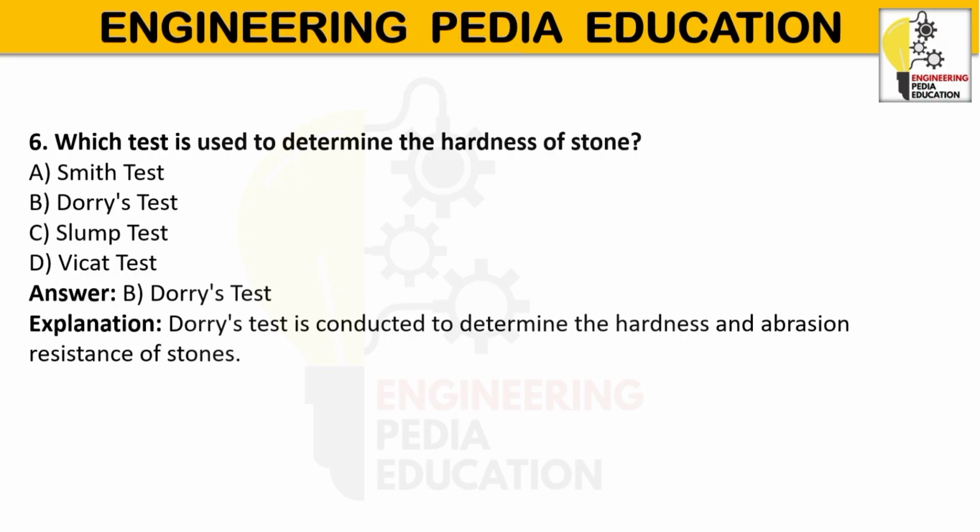The Dory test is conducted to determine the hardness and abrasion resistance of a stone. The principle is the wear of the stone specimen due to friction and abrasion. Apparatus used: Dory abrasion testing machine, abrasive powder, stone specimen. Procedure: prepare and weigh the stone specimen, fix it in the Dory machine, and allow the abrasive powder to act while the machine rotates. After the specified number of revolutions, remove and reweigh the specimen and calculate the loss in weight. Less weight loss means a harder and more durable stone; more weight loss means a softer stone. Dory abrasion test.